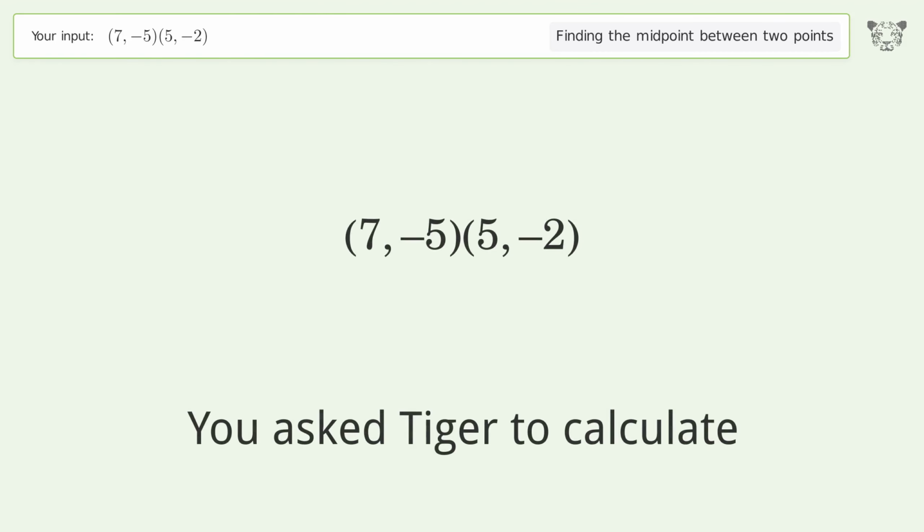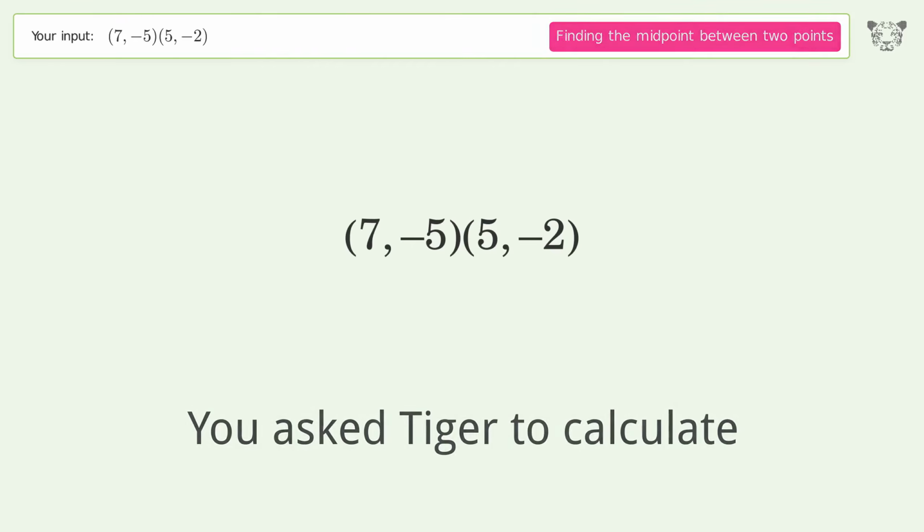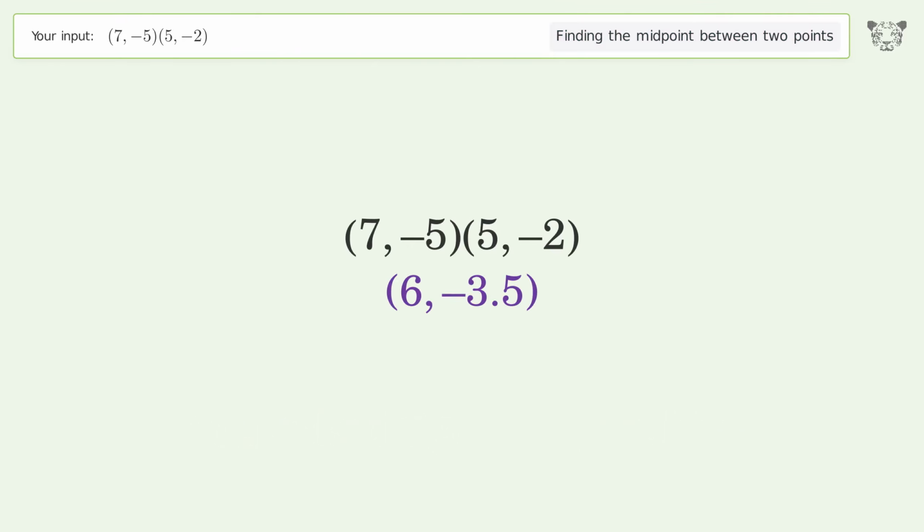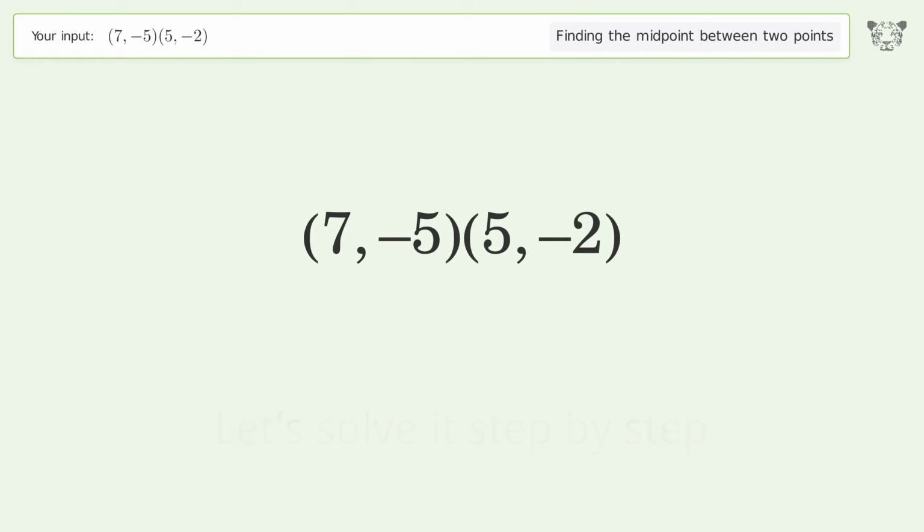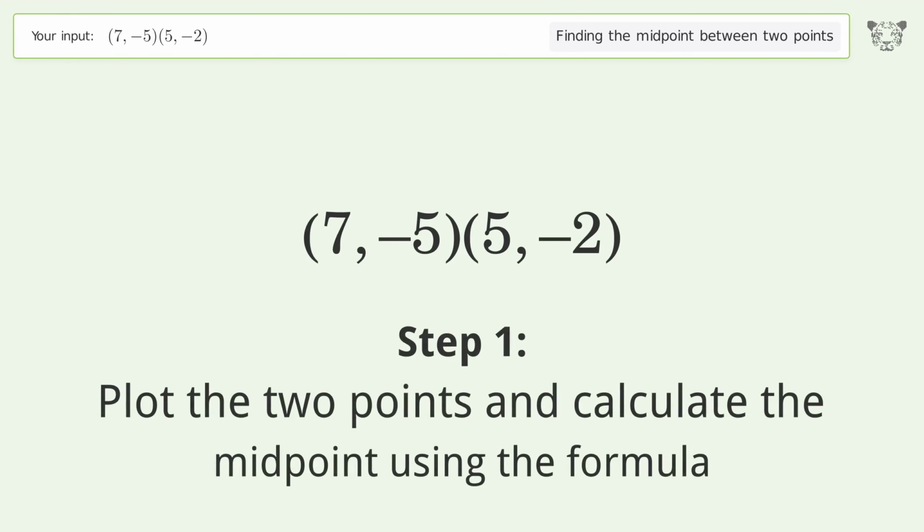You ask Tiger to calculate. This deals with finding the midpoint between 2 points. The midpoint between the 2 points is 6, -3.5. Let's solve it step by step. Plot the 2 points and calculate the midpoint using the formula.